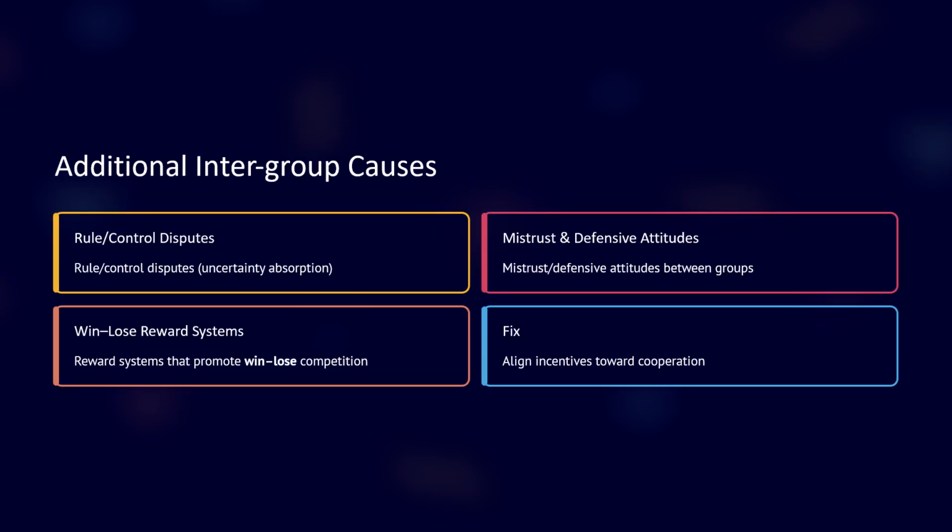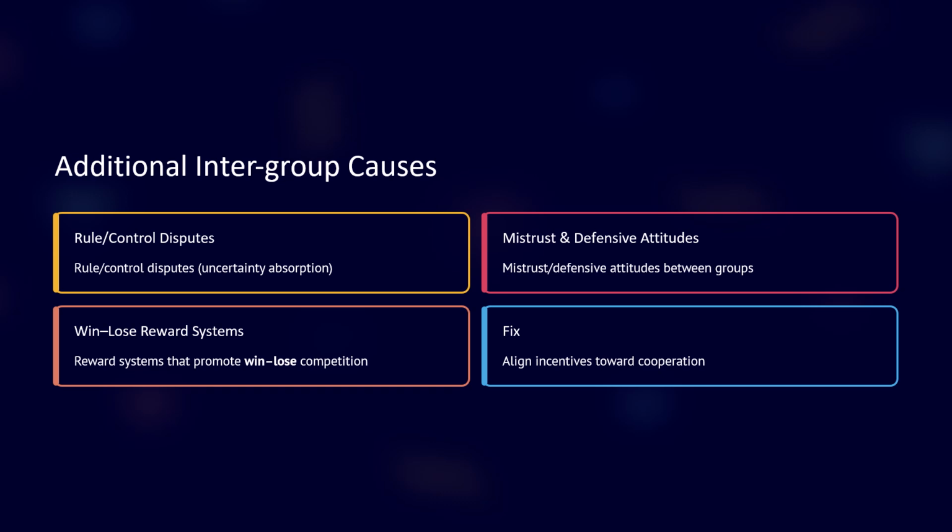We also have absorption of uncertainty. If the finance department makes a rule about how the marketing department can spend money and marketing doesn't agree with that rule, conflict arises. Then there are attitudinal shifts. If a team starts a project with a lack of trust or a secretive attitude, it is much more likely that a conflict will develop.